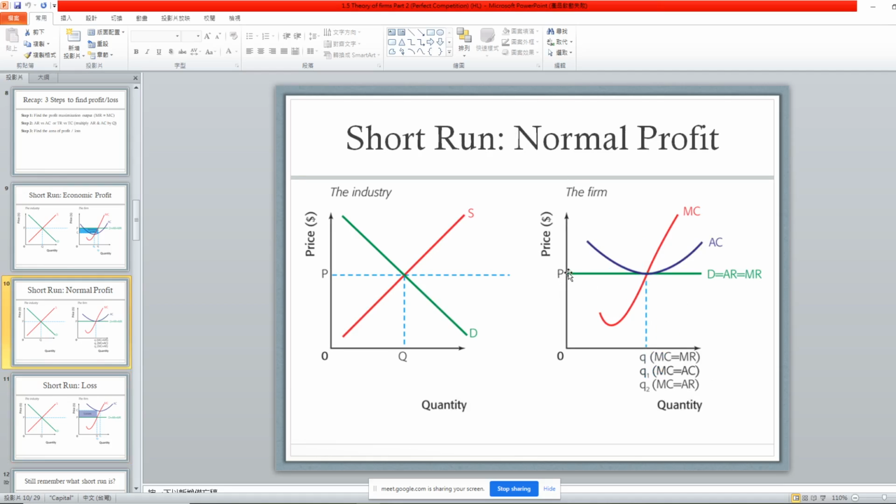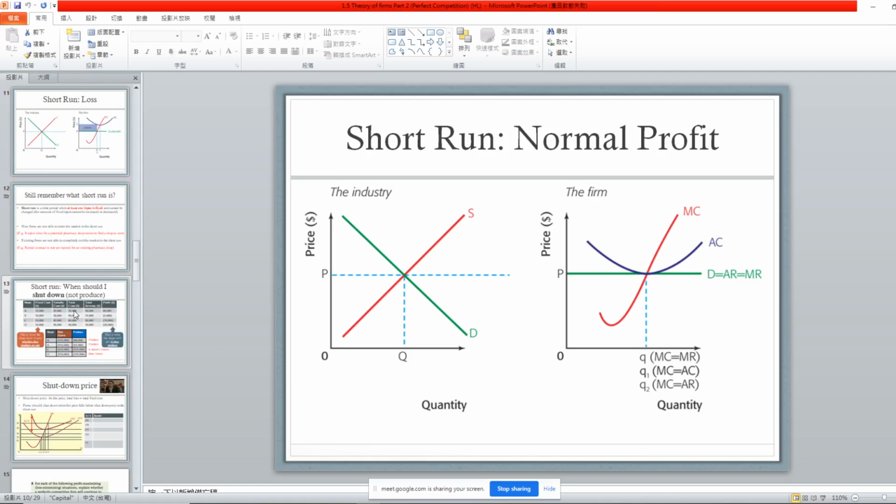When you are selling your good at the break-even price, you can see here that is your profit maximization output. At the same time, your AC is at the lowest level.